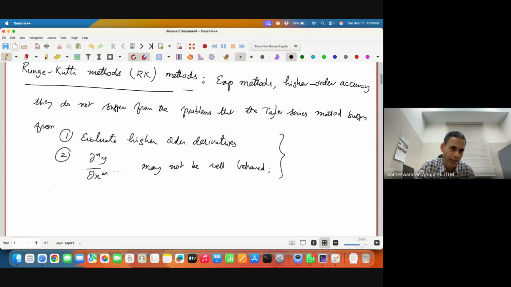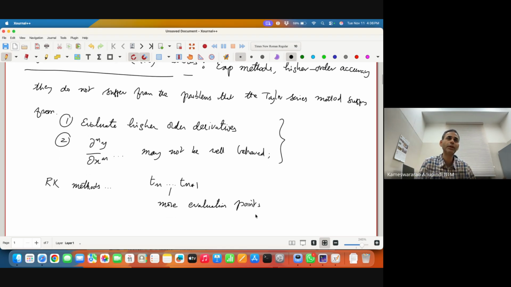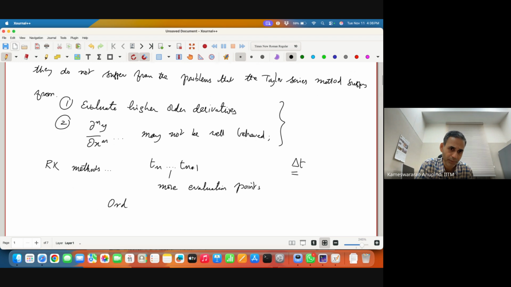Whereas what we do in RK methods is that between Tn and Tn plus 1, we're going to introduce more evaluation points. That means going from Tn to Tn plus 1 is 1 delta t. So within that delta t, we're going to introduce more points where we can evaluate the function. That is how we are going to increase the order of the accuracy. Okay, that is how we're going to increase the order of accuracy of the method.